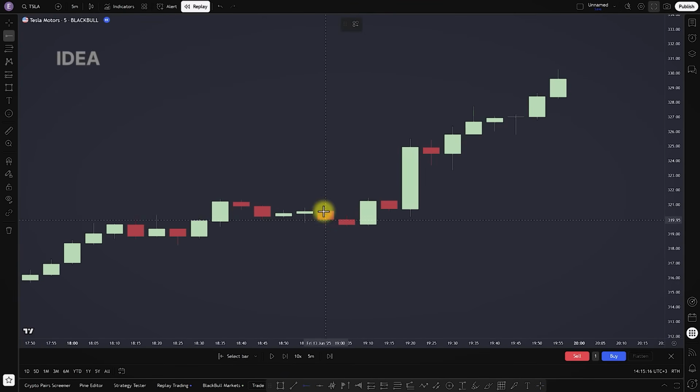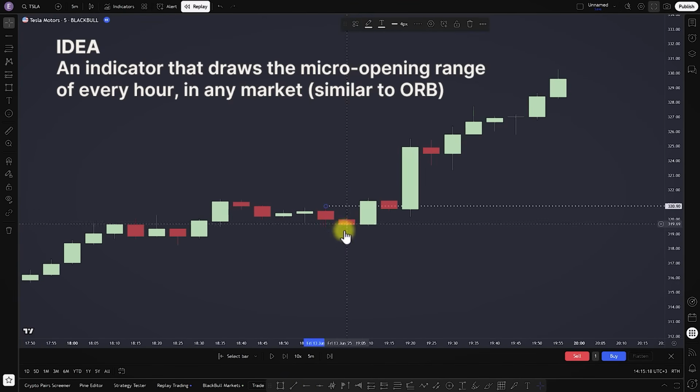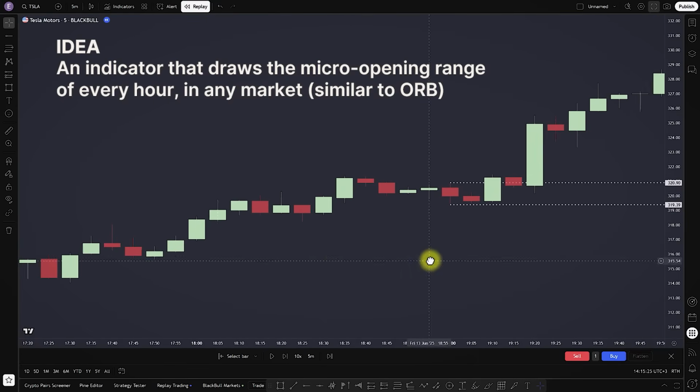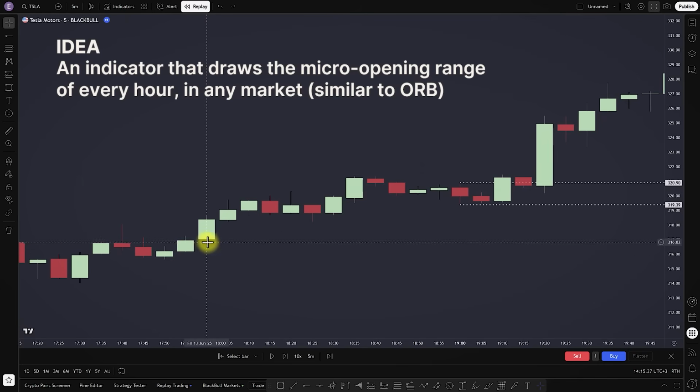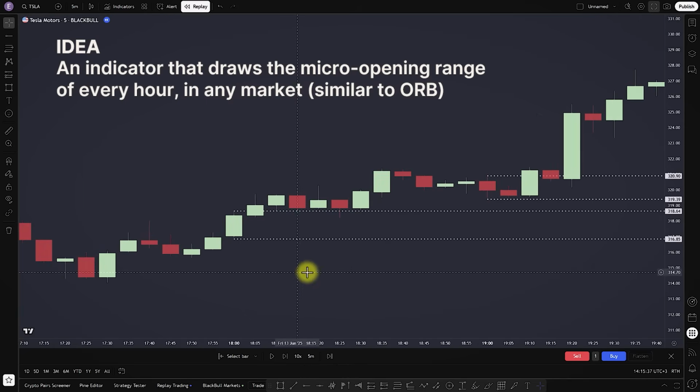results. Most traders ignore the micro opening ranges that form every single hour, but trading with AI can automate this powerful scalping technique. So I had an idea about an indicator that helps me to trade the micro opening range of every hour in any market. This sounds complex, but the logic is simple.